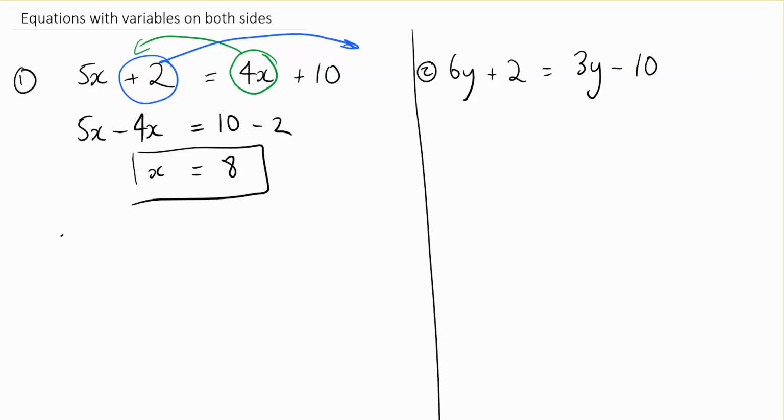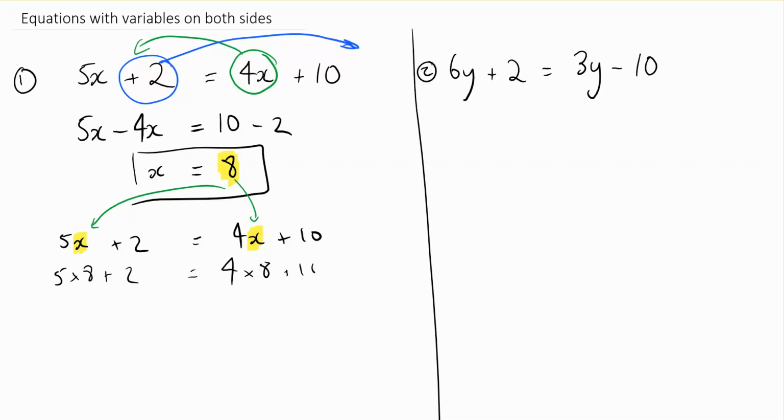Now, you don't need to write this, but let's just write the question again. I'm just rewriting the question again from the top here. We've said x equals 8. Why don't we go and put in x equals 8 into these equations and substitute in here to see if we've done it correctly. So on this side, we've got 5 times 8 plus 2 equals on this side 4 times 8 plus 10.